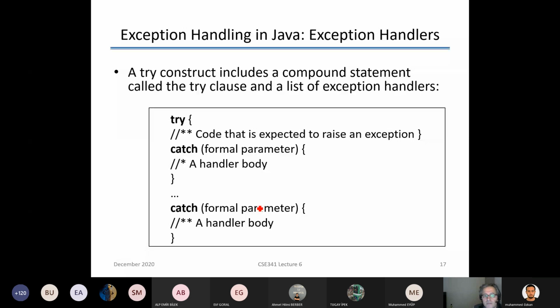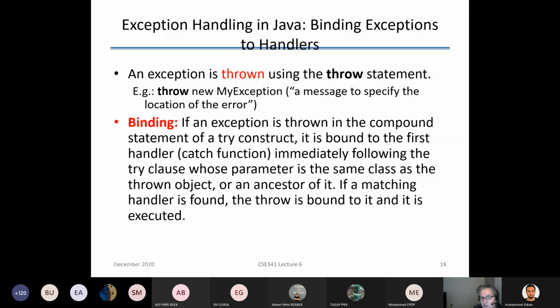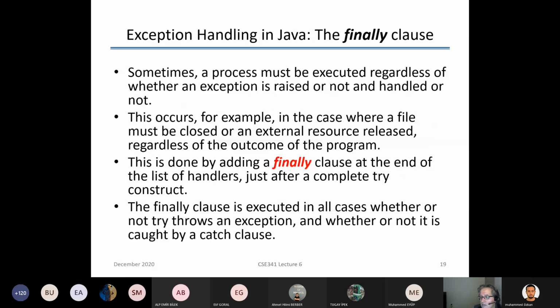So if the matching handler is found, then throw is bound to it, and it is executed. They're very simple. We discussed this finally in the additional design issues.